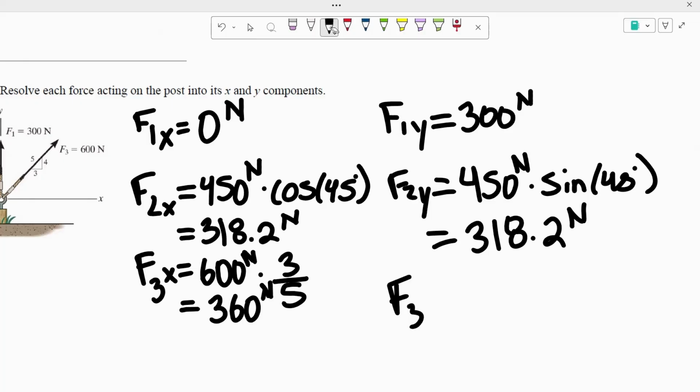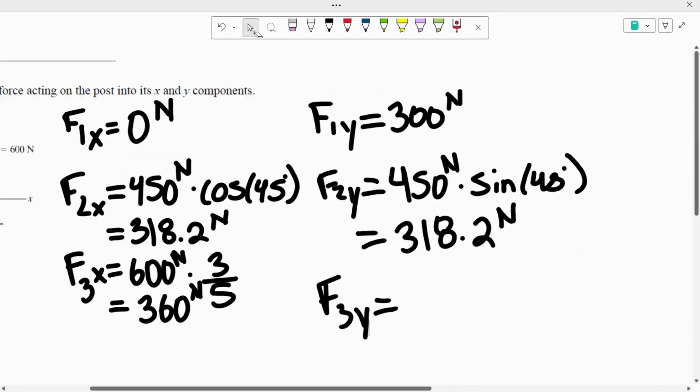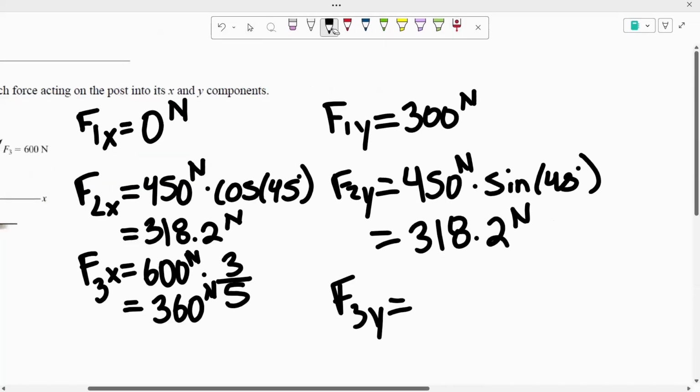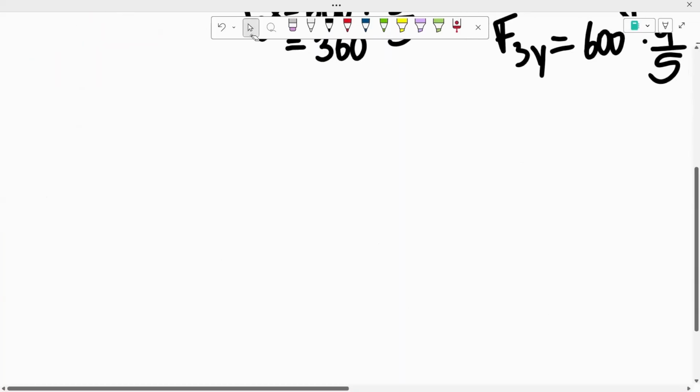And now we're going to work on F3 of y. We're trying to find the y component, the vertical component. So this time we're going to be using the sides of 4 and 5. So 600 newtons times 4 over 5, which should give you 480 newtons. Now we're just going to come down here and write them in a more organized way.